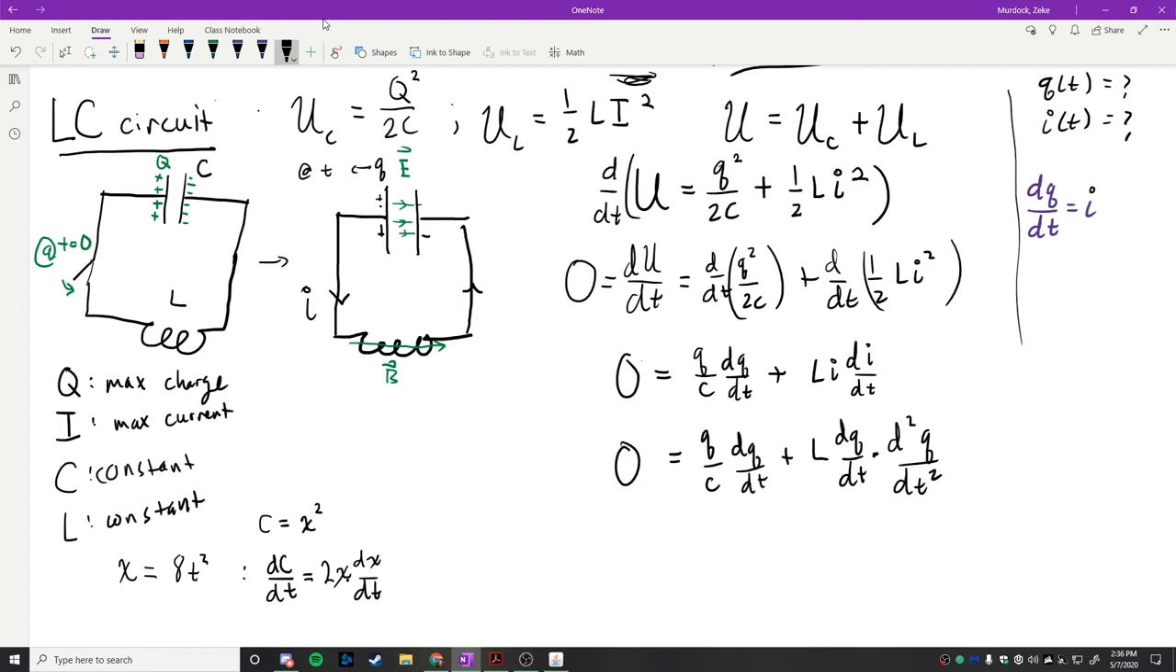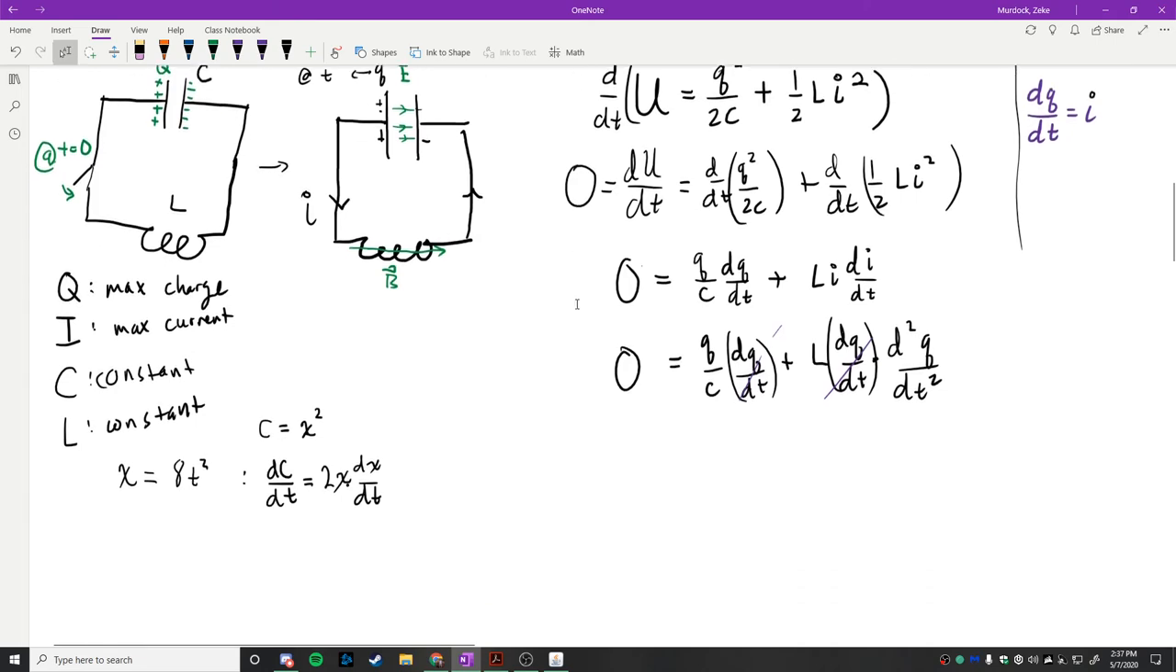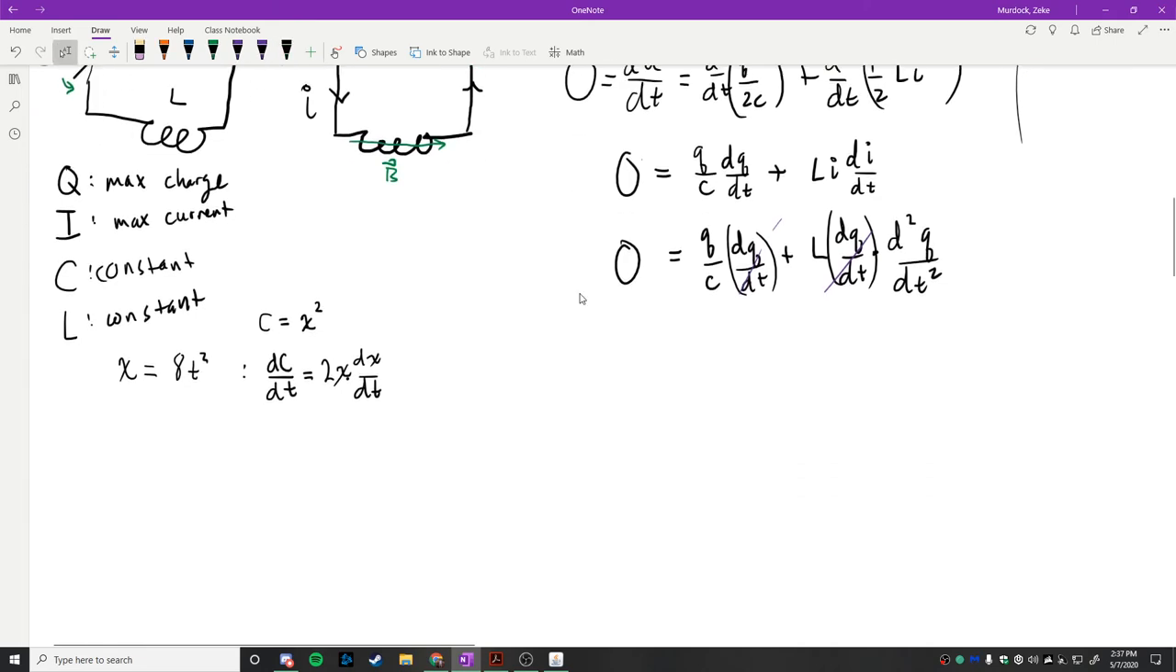All right, so this expression, we notice that there's the same dq/dt in two terms. So we can get rid of it, basically cancel it out. And then we can rearrange the expression like this. So now I'm going to write it like this: negative q divided by L times C is equal to d²q/dt².